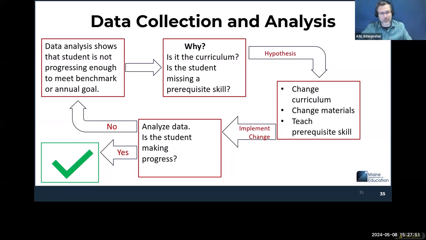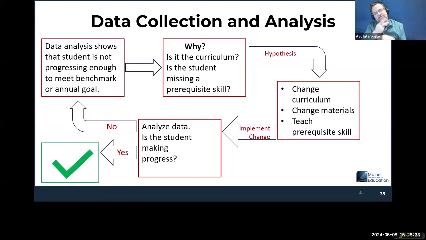And if they are not making progress, maybe we need to change what we're doing a little bit. Is it the curriculum? Are they missing some prerequisite skill? Is it the materials? Do you need to use something to get their attention more, right? They like cars, so use cars or whatever. So you're going to form a hypothesis, right, about why the student isn't getting this, and you're going to change something. Maybe you decide you need to teach a prerequisite skill. Maybe you change the materials you're using, something. Implement that change. Let it go a little bit. Look at the data again. Is the student making progress? If not, you go back and you keep circling around till you get it.